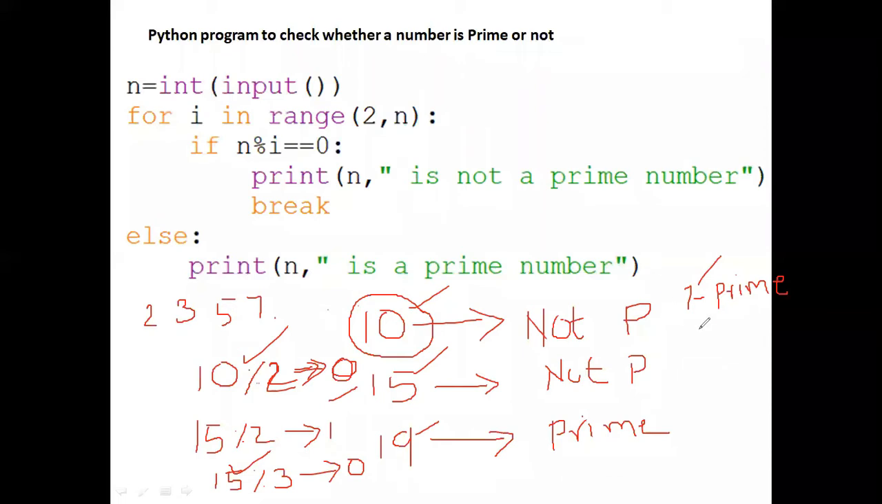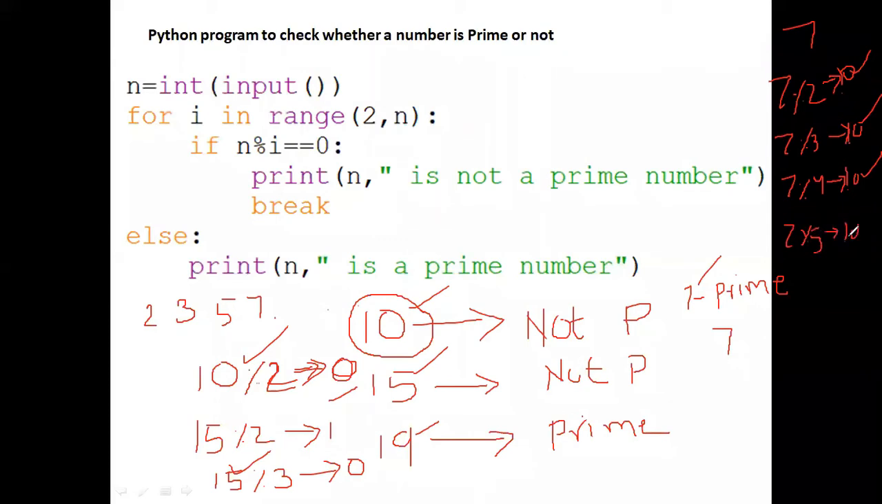Next, 7. If you consider the number 7, I take 7 percentage 2, which is not equal to 0. 7 percentage 3 is not equal to 0. 7 percentage 4 is not equal to 0. 7 percentage 5 is not equal to 0. 7 percentage 6 is not equal to 0.